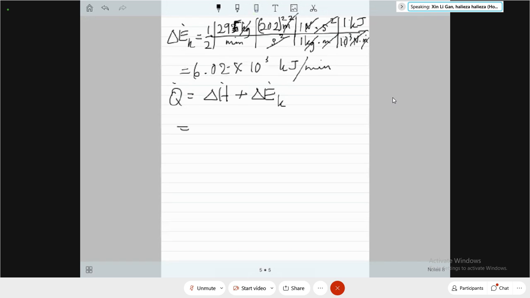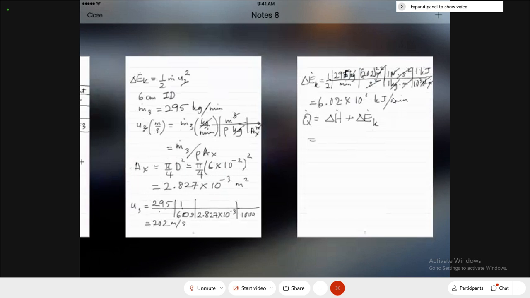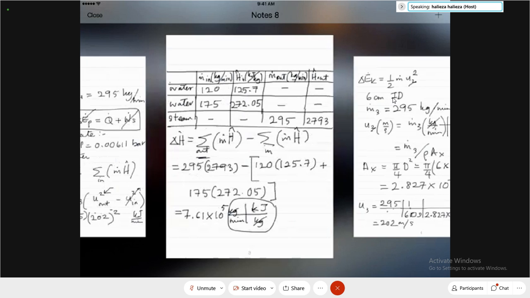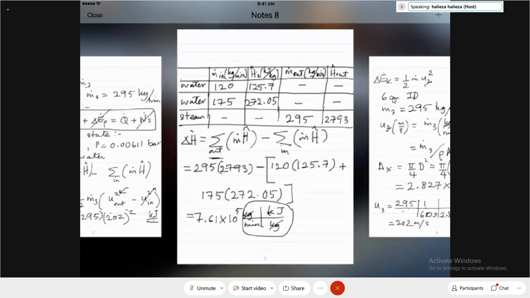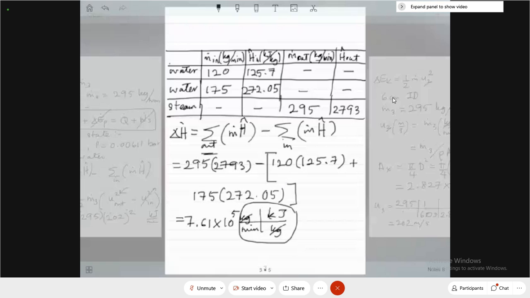Okay, guys, I wrote this wrongly just now, 293, but I did mention it, 295. I corrected it, but it looked like 293. Sorry about that. So 6.02. Let's continue with our calculation. Our change in enthalpy just now is 761 times 10 to the power of 5. This is the change in enthalpy.